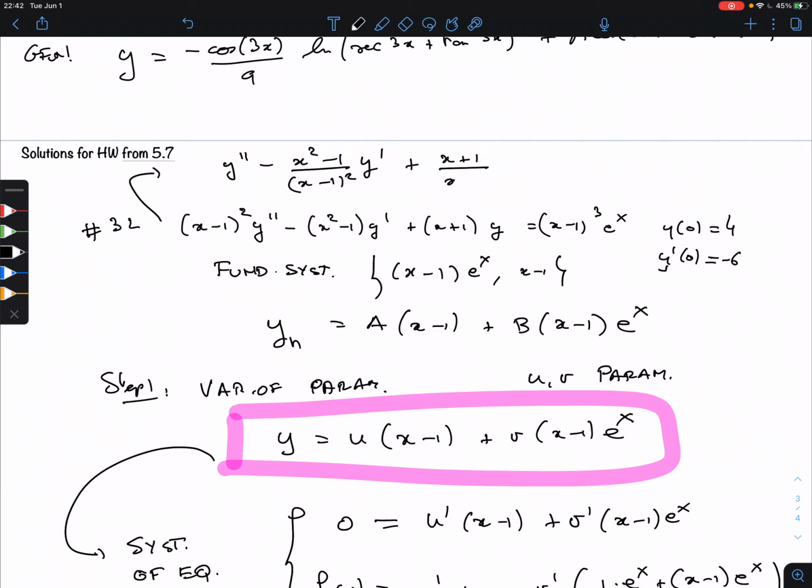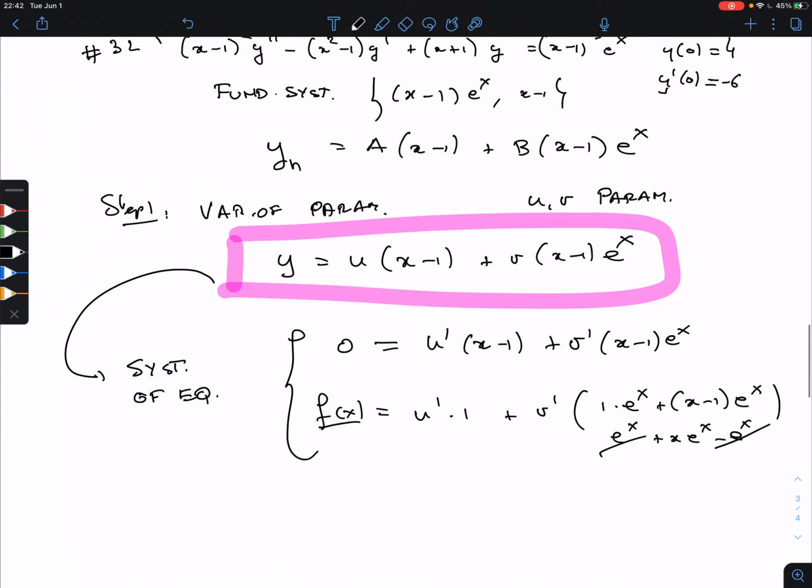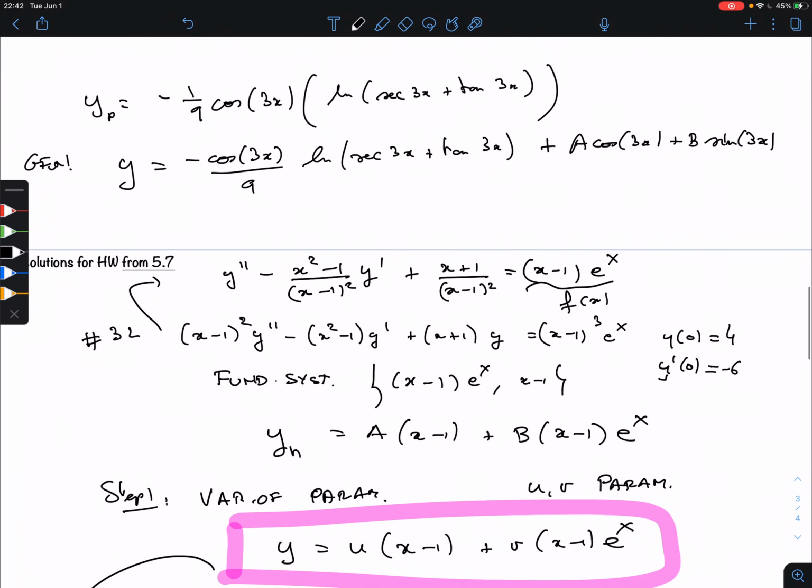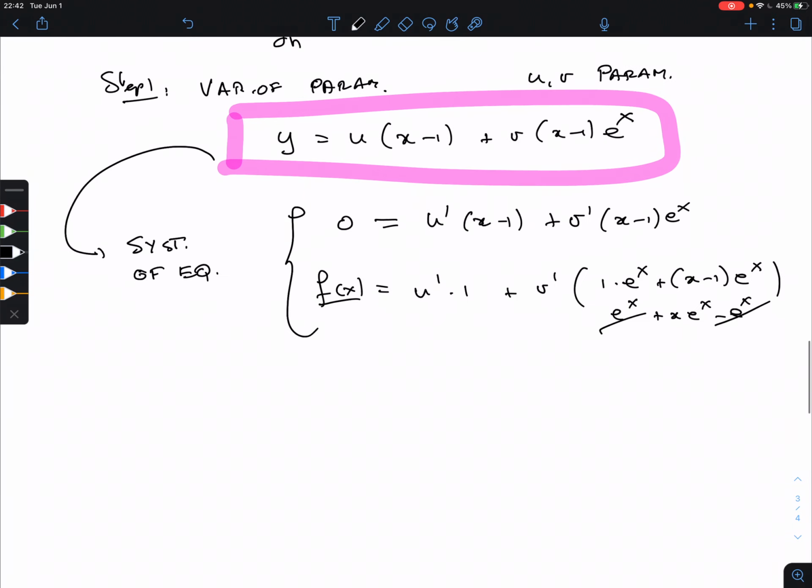x plus 1 over x minus 1 squared equals x minus 1, because the original power was 3, but we cancel 2 of them, e^x. So this is my f of x. Okay, so be very careful. So this is x minus 1 e^x. So let's write down what we have one more time.